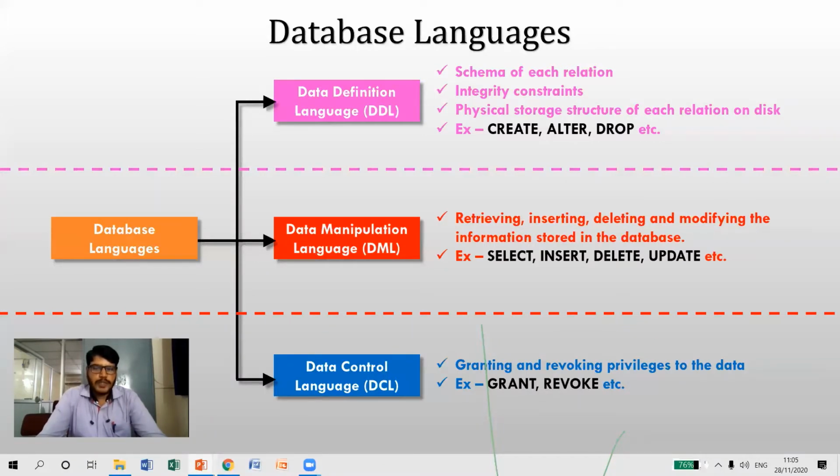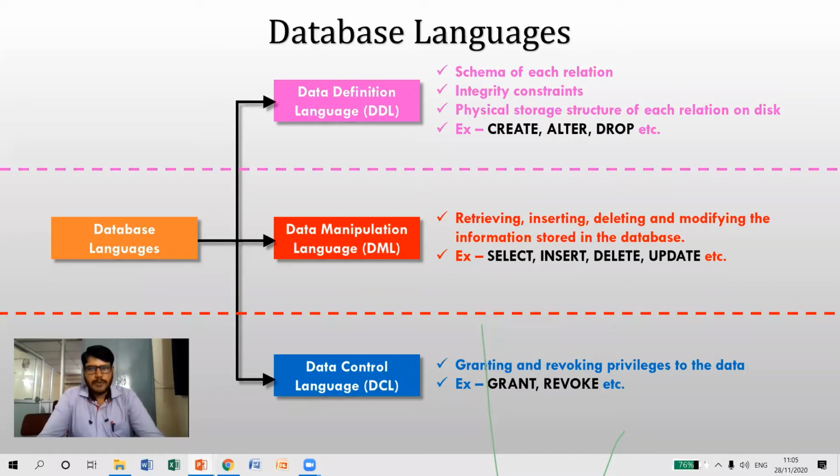So some of the statements we are using here are grant and revoke. So these are the most commonly used DCL statements. With the help of these statements, we can grant and revoke the permissions or privileges for the user to access or to modify the data. So this is just a brief introduction about database languages.